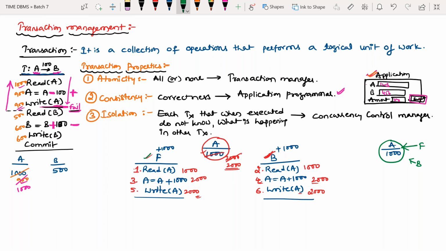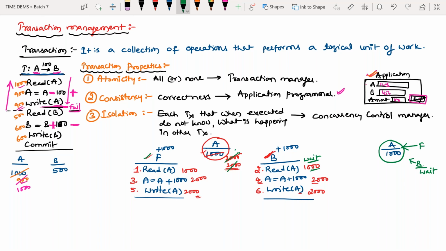Look at what is going to happen now. Read A, it is going to read 1000. Next, the second operation is this one. Before performing read A, the B transaction should get a lock on A, but the lock on A is already taken by F. So what should the B transaction do? It is going to wait. Because B is waiting, F is active now, so F is going to continue its execution. B is stopped before it performs the read. Now plus 1000, 2000, write to the disk 2000. Done.